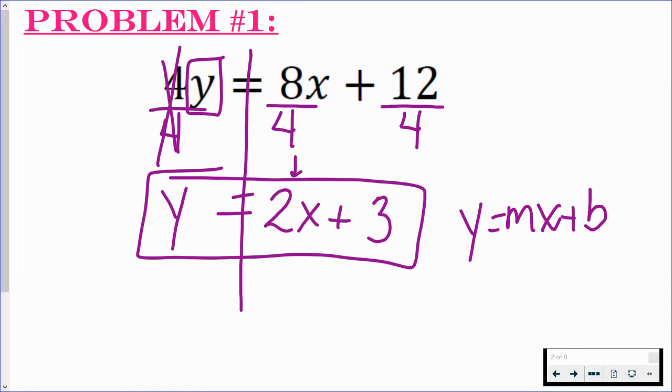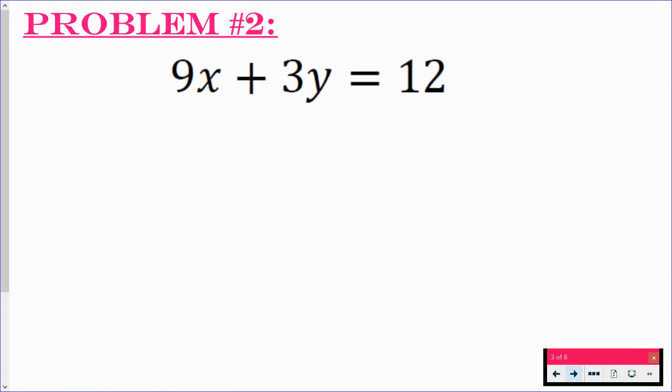Okay, problem number 2. Again, make sure you're writing these down and practicing. Always feel free to even pause the video right now and try one on your own. Or maybe even before I start each problem, pause it, try it on your own, and then check in and see if you got the same answer as me. Okay, so I want the y by itself.